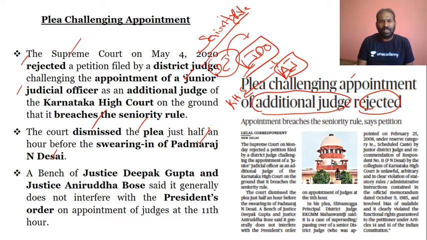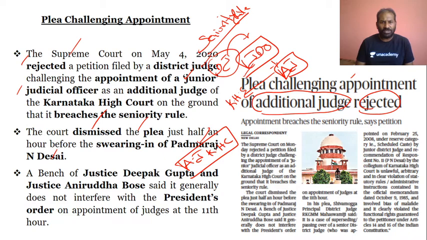So who is the junior judicial officer appointed as the additional judge of the Karnataka High Court? Padmaraj N. Desai is the additional judge of Karnataka High Court. So he has been sworn in, but the Supreme Court has rejected the plea.